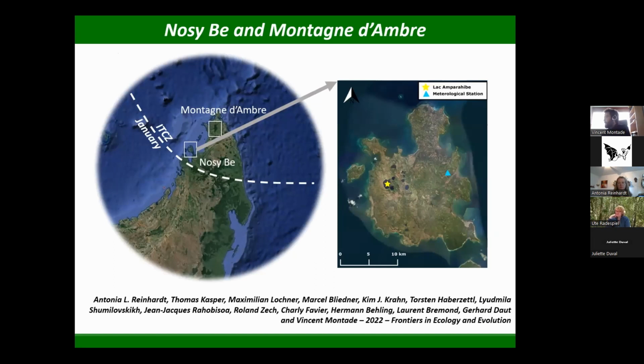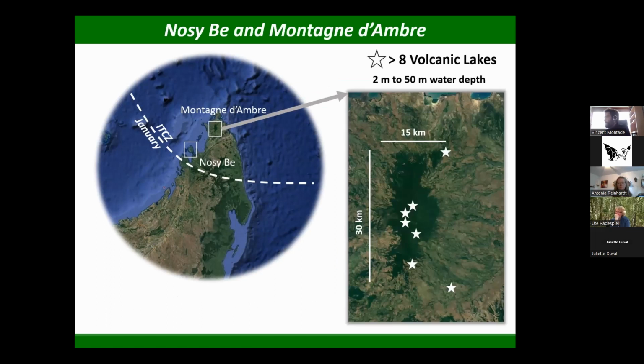But now I will present and compare this result to Montagne d'Ambre, which is quite close to Nosy Bé, just a few hundred kilometers. Montagne d'Ambre is located close to Diego Suarez or Antsiranana. And this is a volcanic area. For paleoecologists like me, it's really a nice area because there are many natural and volcanic lakes, which are a really good recorder of past environmental changes to perform, for example, paleontology, but also sedimentology, and obtain other records like isotopic data and charcoal data, and compare everything together to understand what was happening in the past.